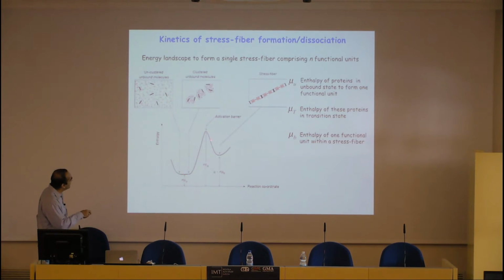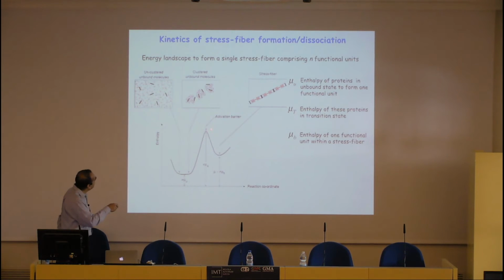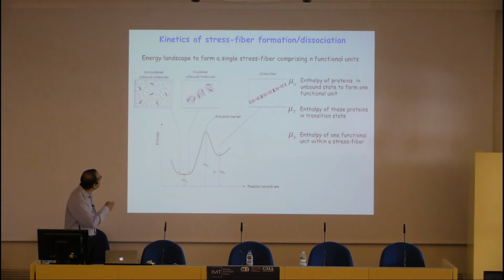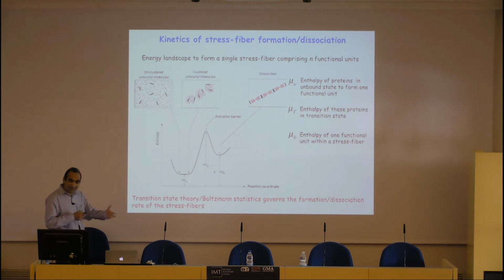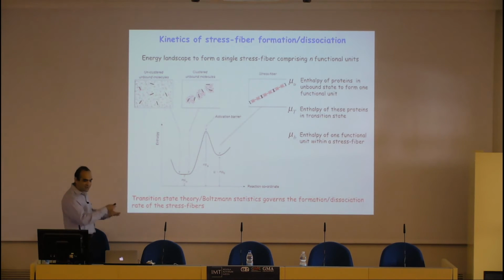We have an energy landscape for unbound proteins, these are all the proteins sitting inside the soup. This is the proteins when they form a stress fiber. And you have some kind of energy landscape that describes these two different states. You also have some activation barrier to go from one to the other. You then use Boltzmann statistics to understand the kinetics, as well as the equilibrium between this state and this state. So that's what we're going to do. But where the phenomenology is going to come in at this point is that we need some expressions for these different enthalpies, because that's what's going to govern everything.